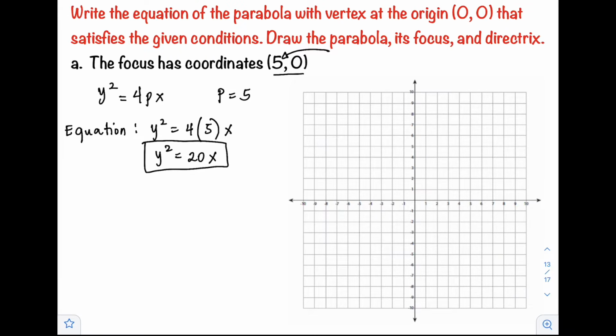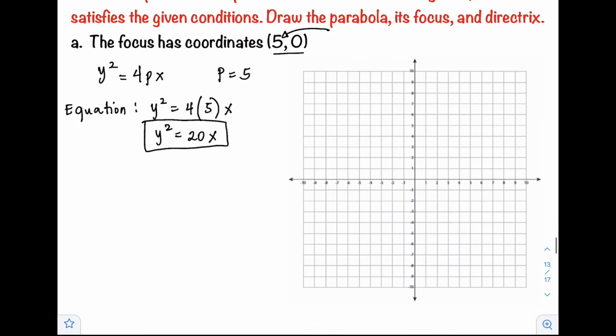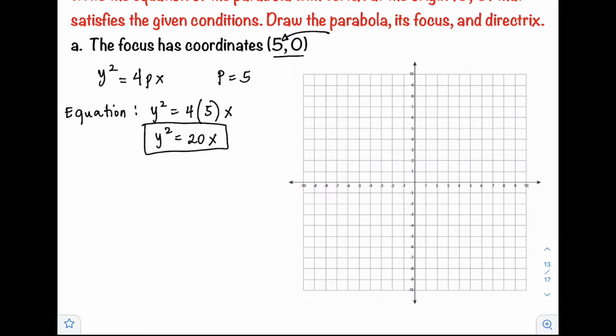Okay? Next, we get the opening of the parabola. The value of our p is 5, which is greater than 0. Therefore, the opening of the parabola is to the right.